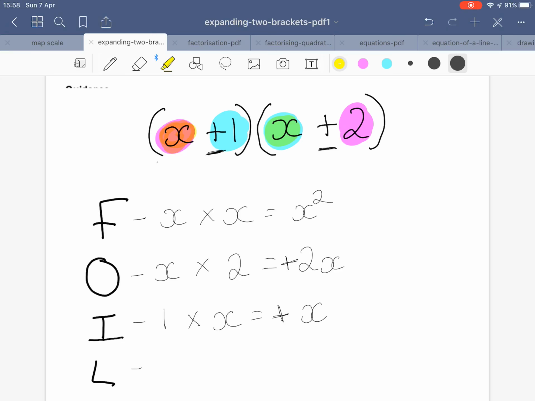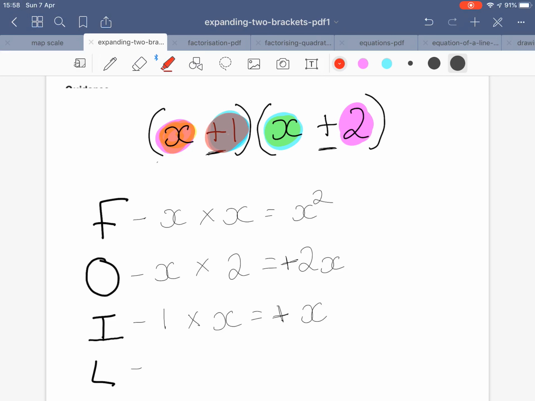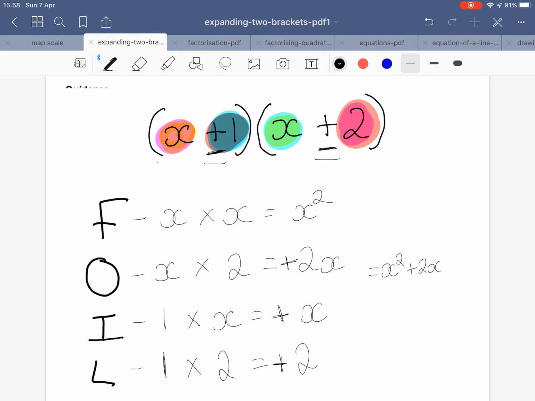Now I'm going to do the last ones. So I'm going to do the 1 times the 2 to get 2, and because a plus times a plus gives me a plus. So I can write that out as x squared plus 2x plus x plus 2.